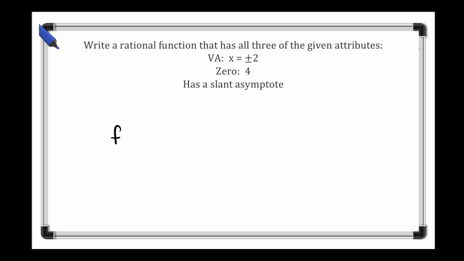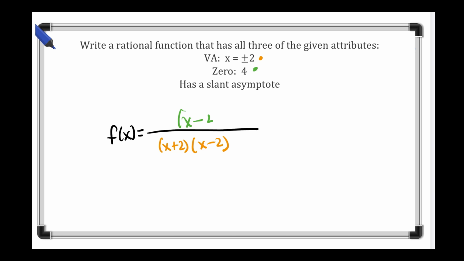Okay, you have f of x, fraction. Here you have 2 vertical asymptotes. So that would have come from x plus 2, x minus 2. You have a zero of 4. That's from the numerator. So x minus 4.